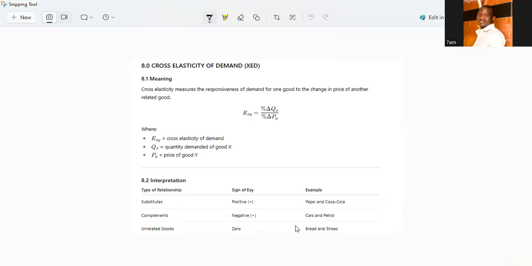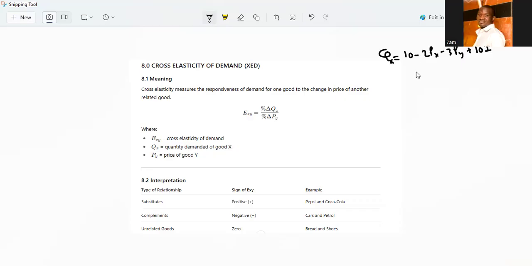There's no relationship whatsoever. So to combine these, sometimes you're given a multilinear demand equation: 10 minus 2px minus 3py plus 10 income I. You can tell already from looking here that these are complementing goods because they have the same signs.